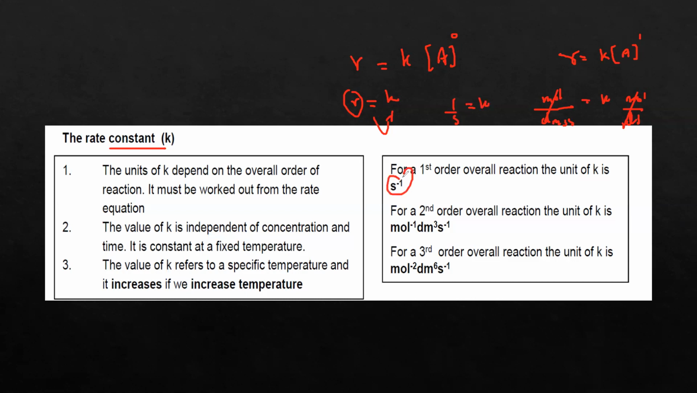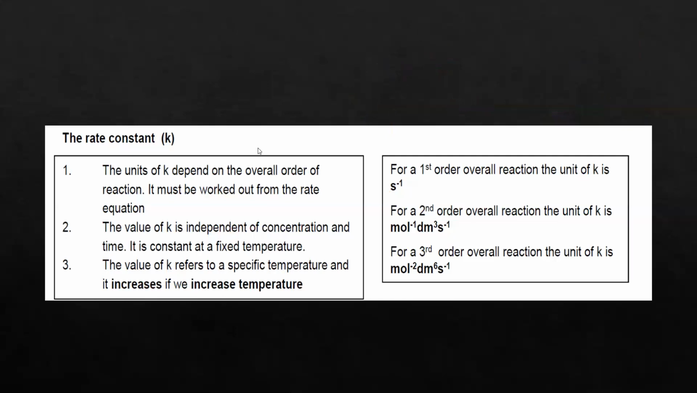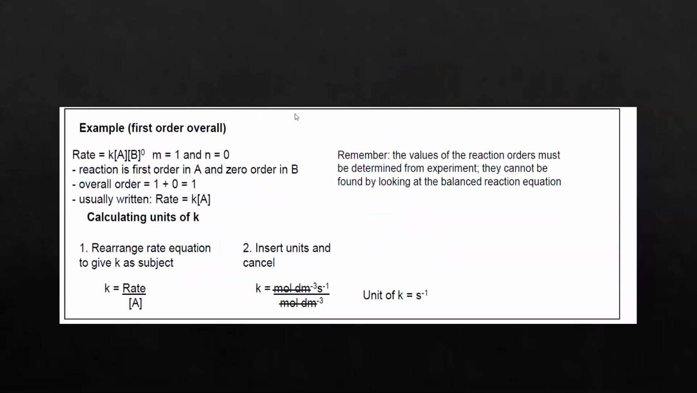So when you work out the rate for different reactions, you can identify the unit of K, which depends on the overall order of a reaction. The value of K is independent of concentration. If we change the concentration, the K will not change. It is constant at a fixed temperature, and the value of K increases with temperature, because a faster rate means a higher value of K. This is just an example I already discussed with you.